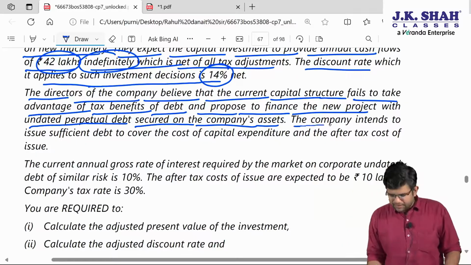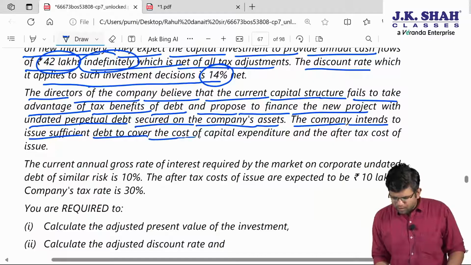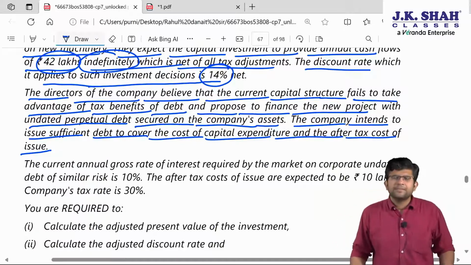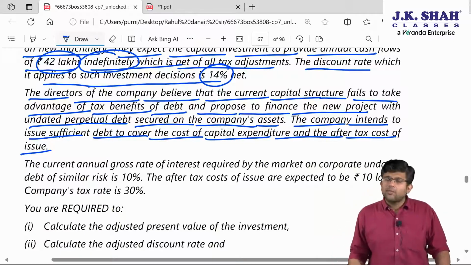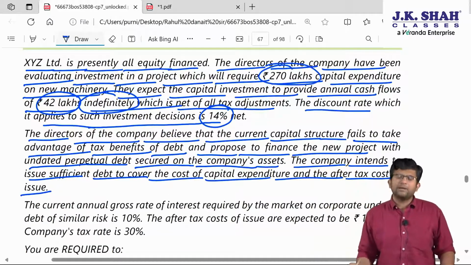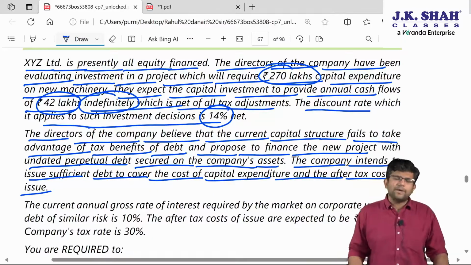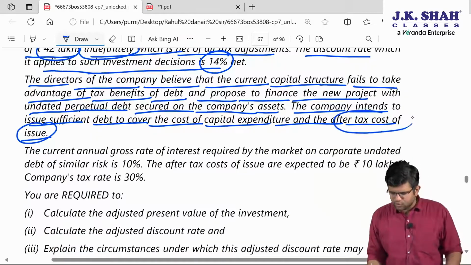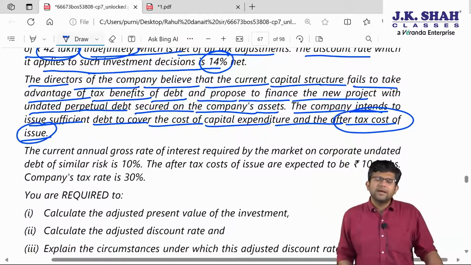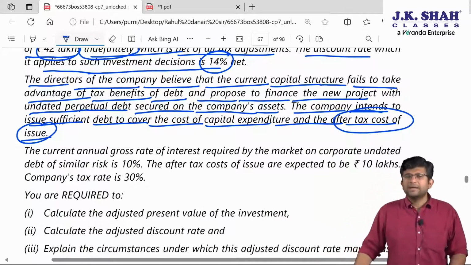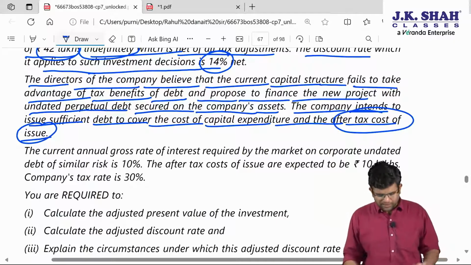The company intends to issue debt to cover the cost of capital expenditure and the after tax cost of issue. So basically what they are saying is that we will be issuing debt. How much debt we will be issuing? Whatever is the initial investment required for this particular project, that much debt we will raise. And also if there is going to be any cost of issue, now cost of issue could mean flotation costs, right? Initial costs, preliminary expenses of raising money through debt, that much portion also we will raise through debt only.